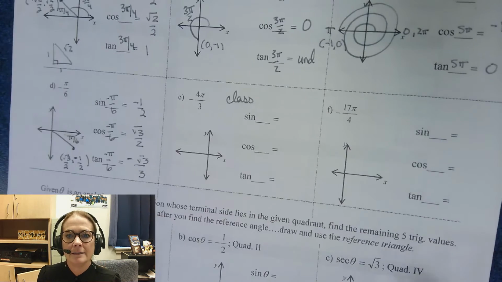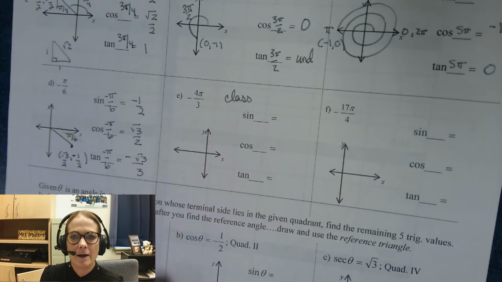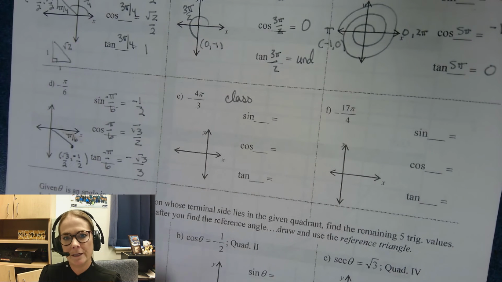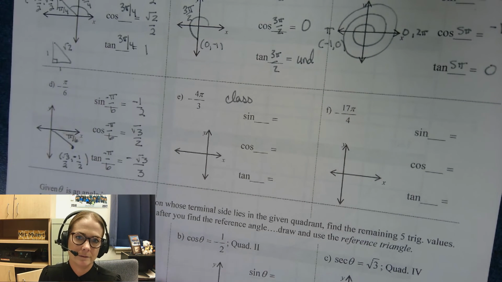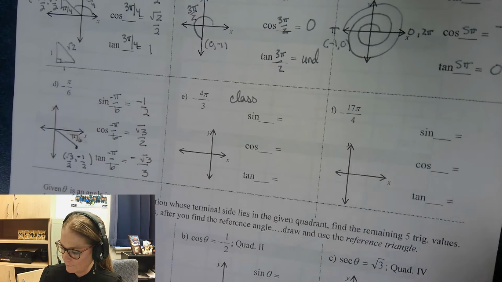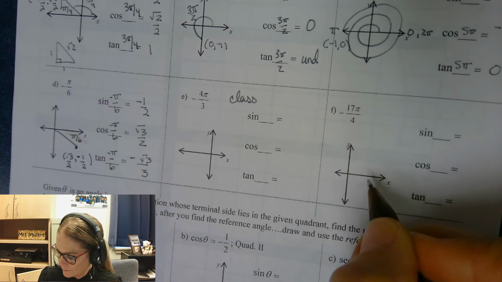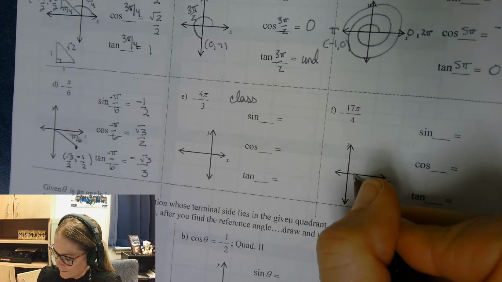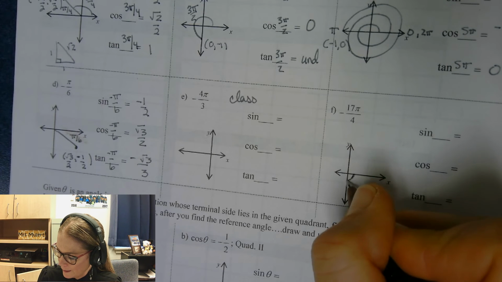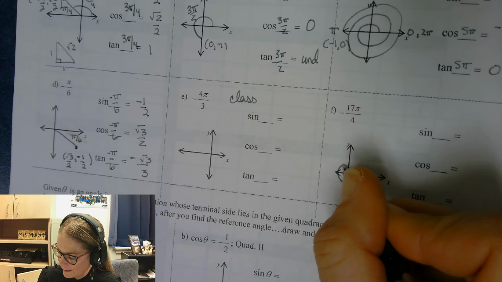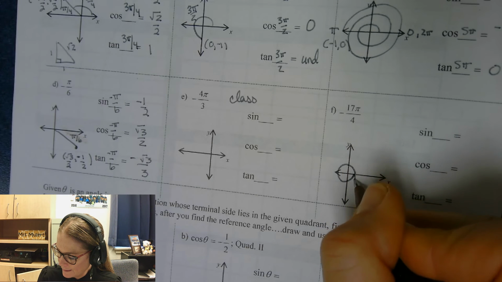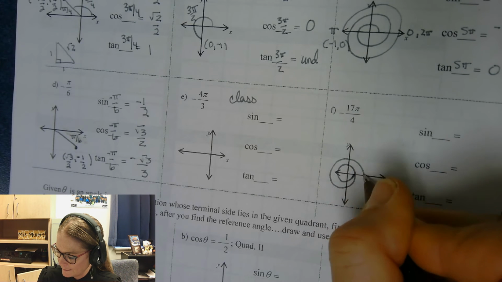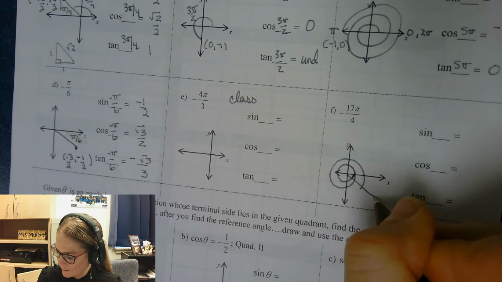All right, -17 pi over 4. You could just loop it, or you could, well, we haven't really done the adding or subtracting for the reference. I'm just going to loop it. Okay, here we go. So we got 1, 3, 5, 7, 9, 11, 13, 15, 17. So here we are.